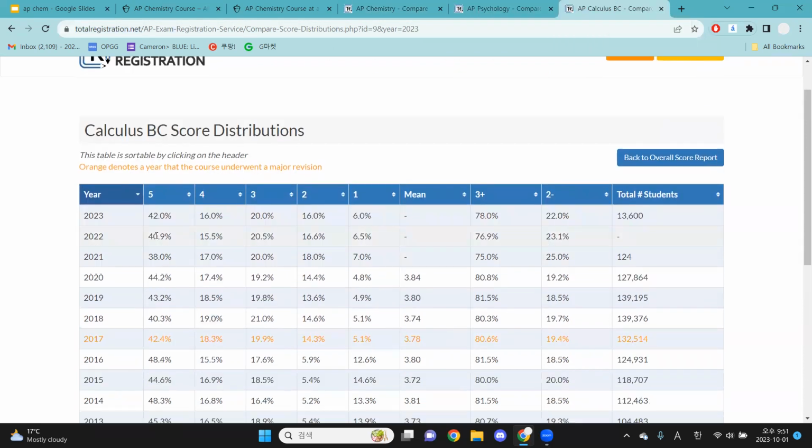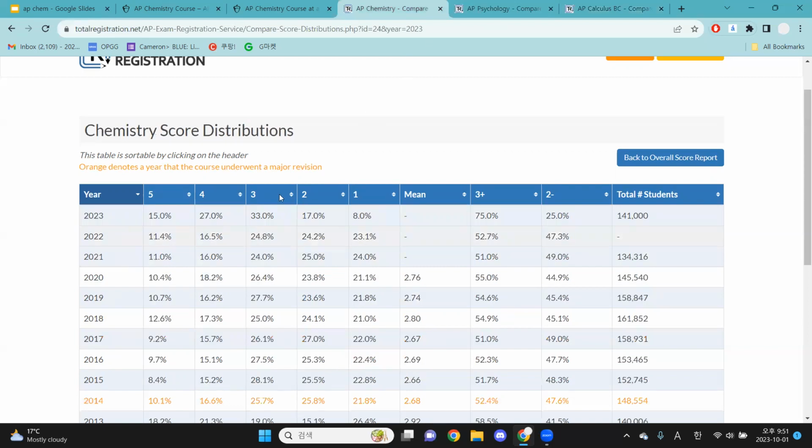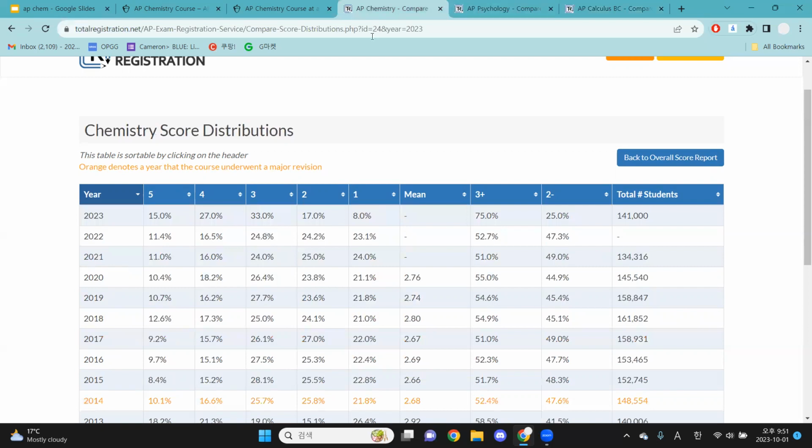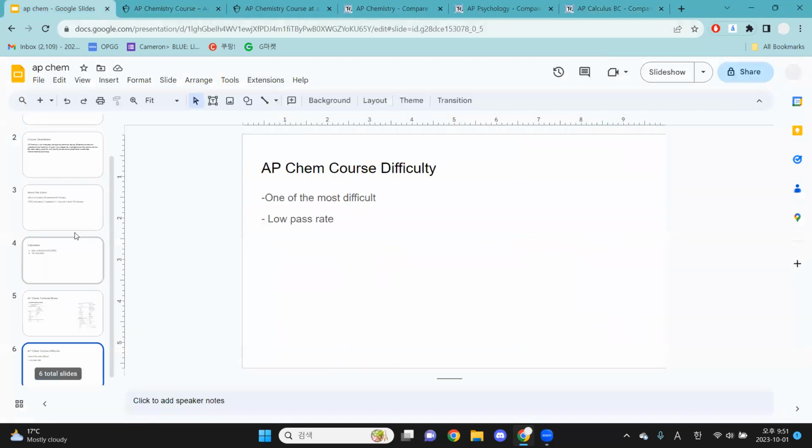And the other one is BC, in which, as you see, there's also the renovated date, so it has the highlighted mark. If you look at BC, it's 40%, which is a lot higher compared to Chem. So it's going to be a lot easier. And to be honest, BC is more of an outlier, but it's obviously much higher than Chem. So basically, Chem is a lot lower in terms of the 5 rate. So therefore, I think it is one of the most difficult courses in terms of AP.